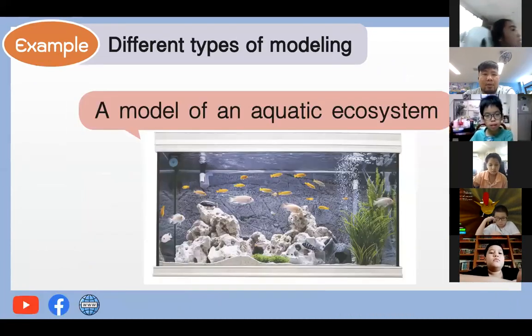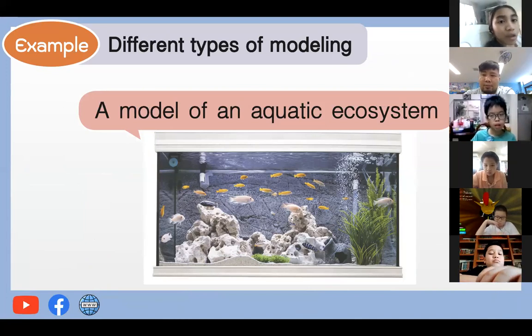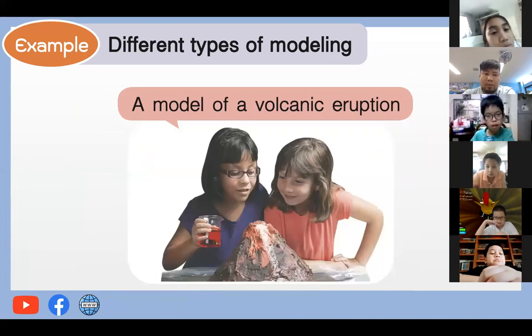Next, different types of modeling. A model of an aquatic ecosystem. This is part of like an aquarium. This is how you make a model. The next one, a model of volcanic eruption.